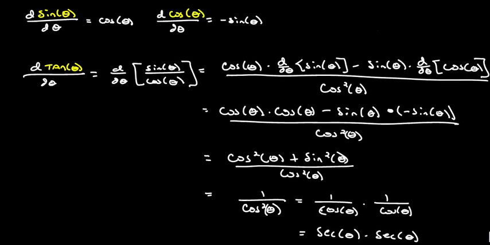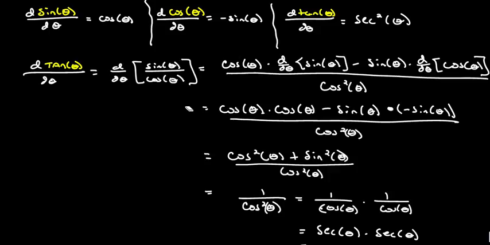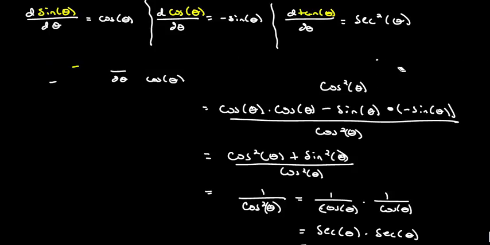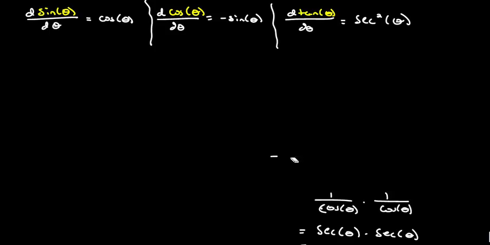So what we have is d d theta of tangent theta. So the derivative of tangent theta with respect to theta is equal to the secant squared of theta. Okay, so now every time you take the derivative of tangent, you know it's equal to secant squared. Okay, let's erase this. And now we've got to do, in a very similar manner, the reciprocal trig functions.